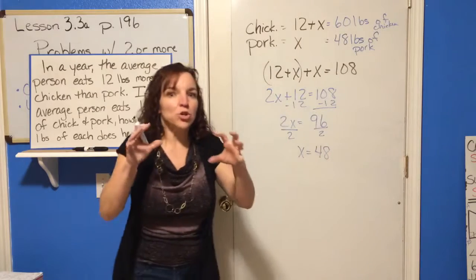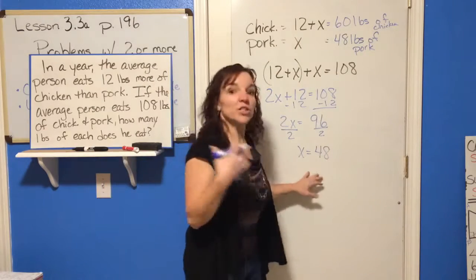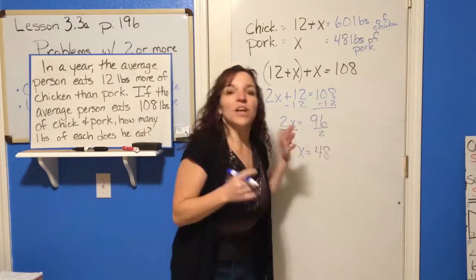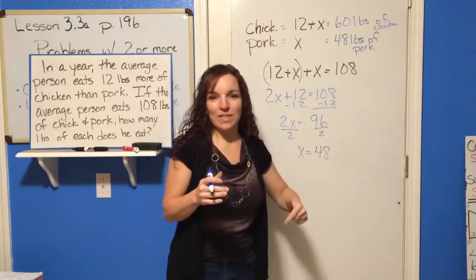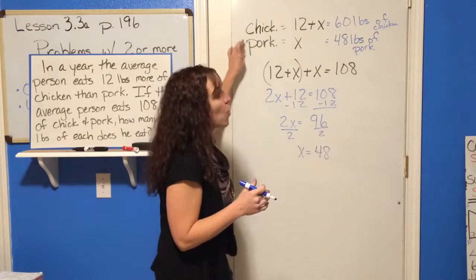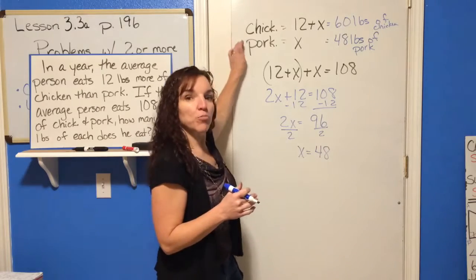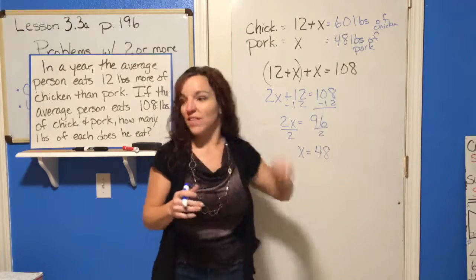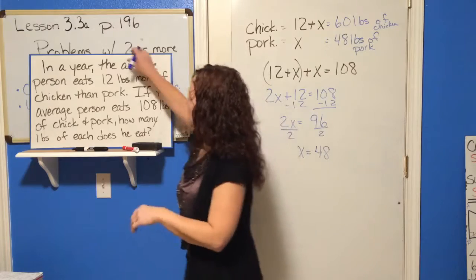All right, so make sure, once you get your answer for x, don't think, oh, done. You got to go back and answer the question that was asked. And so if you will list out what your unknowns are, go back and put your answers with those unknowns, and that'll help you out. All right.